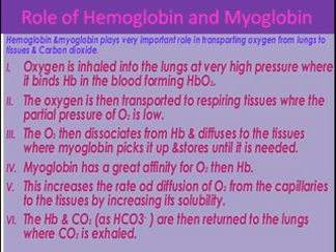Then oxygen is transported to the respiring tissue where the partial pressure of oxygen is low. So in the lungs the partial pressure is higher, but in the tissues the partial pressure is low. Then the oxygen gets dissociated from the hemoglobin and diffuses to the tissues, where myoglobin picks it up and stores it until it's needed. So what is happening?